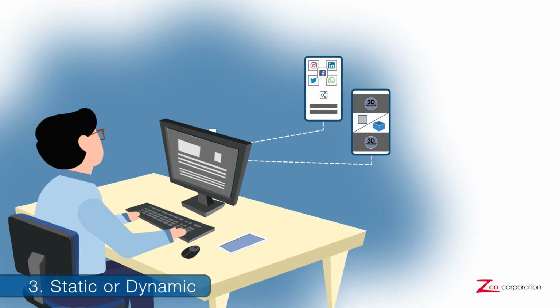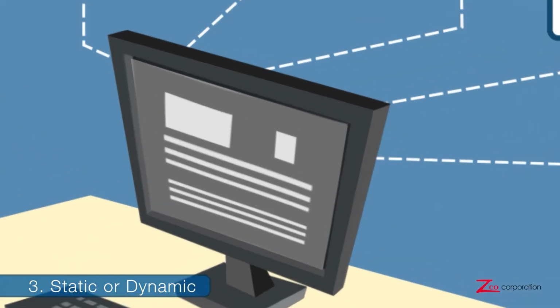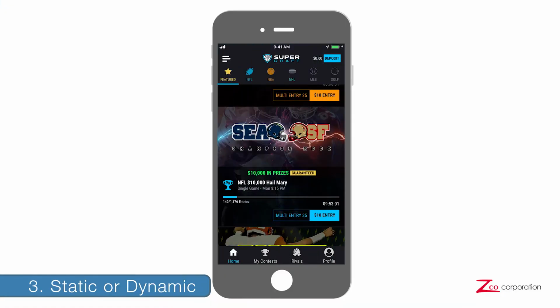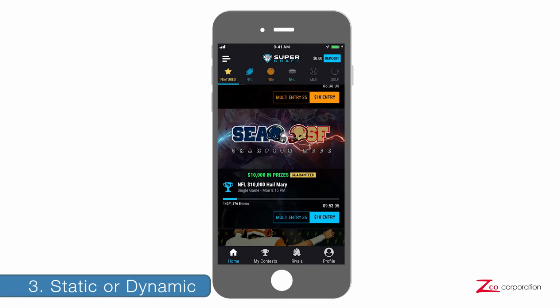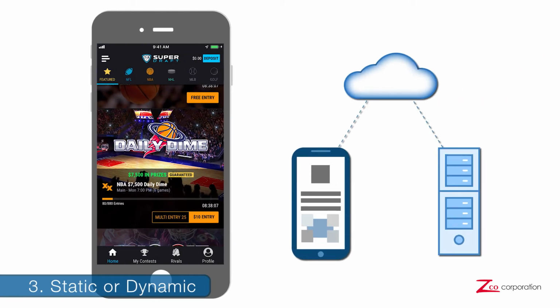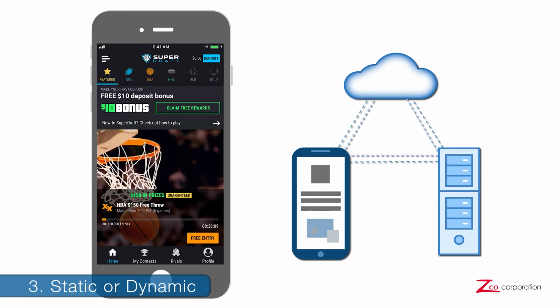Number 3. Static or dynamic. Think about how the content of your app will be updated. If the app is static, the content will always remain the same. In contrast, a dynamic app has regular content updates and will do so by pulling information from a server.